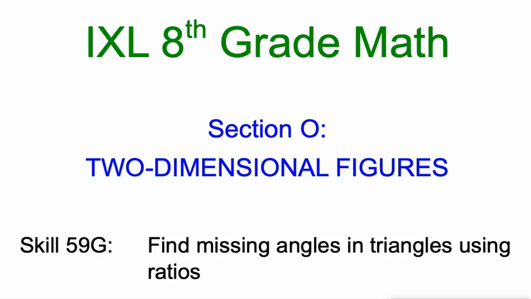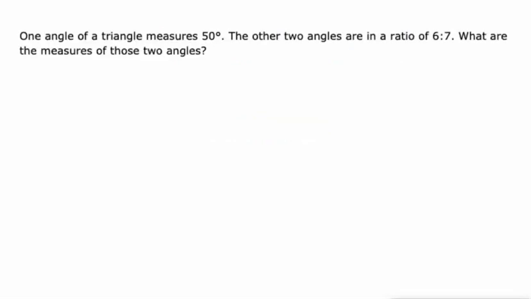We're going to find missing angles in triangles using ratios. Pretty repetitive here. It's basically the same thing over and over. We have one angle of a triangle that measures 50. And then the other two angles are a ratio of 6 to 7. What are the measures of those other two angles?